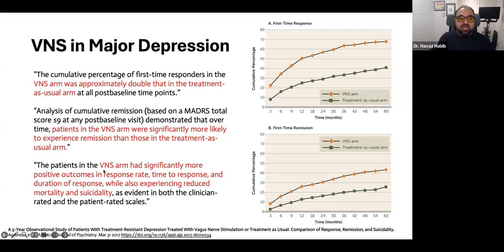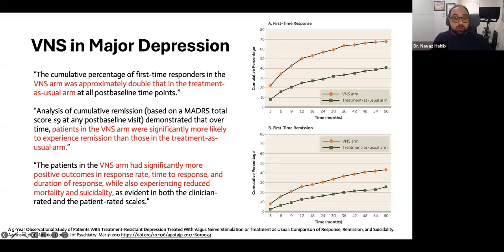The patients in the VNS arm had significantly more positive outcomes in response rate, time to response, and duration of response, while also experiencing reduced mortality and suicidality. This study speaks for itself. I love this. It's a 5-year study showing how many cumulative patients and percentage of patients experienced response and remission when utilizing vagus nerve stimulation in conjunction with their care protocol.